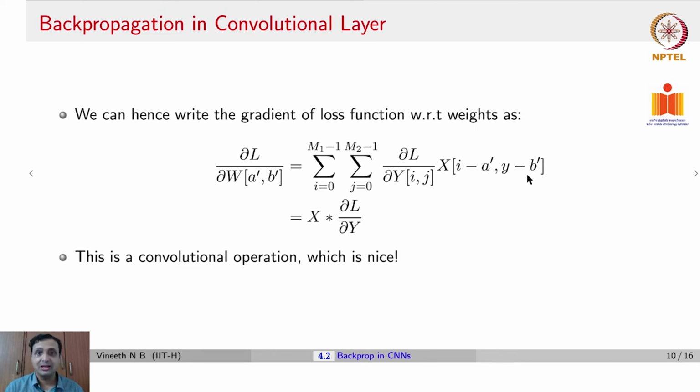Look carefully. This is now the convolution of X and ∂L/∂Y, which is beautiful. ∂L/∂Y, remember, is also going to have the dimensions of Y. That set of gradients will also look like an image because you have a gradient of the loss with respect to every pixel in Y. So that is going to form one matrix, and X is a matrix by itself. The convolution of X and ∂L/∂Y is ∂L/∂W at a', b'. So you can compute this as a convolution in the backpropagation step.